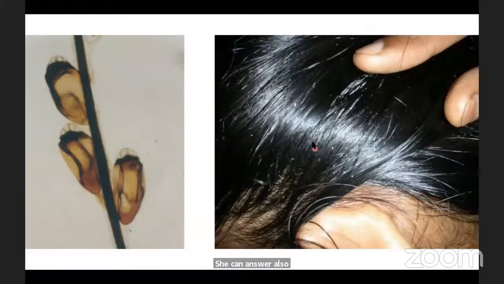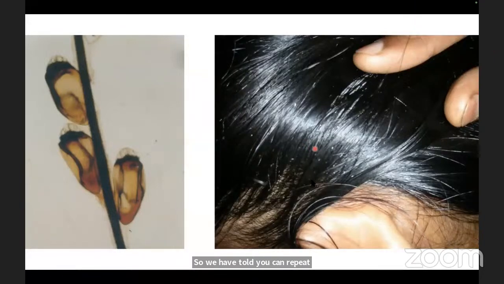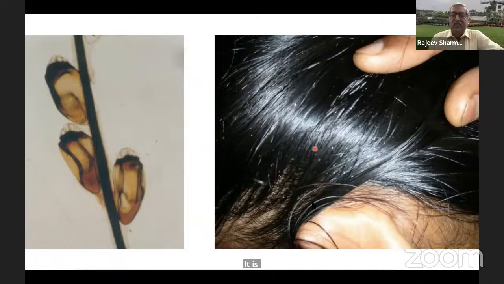Sir, someone is asking, please throw some light on the mode of application of permethrin for head lice. So we have told, you can repeat. Permethrin 1% can be applied topically for 15 to 20 minutes, and then we wash with plain water. We can also repeat the application after 10 days. Do the nits mature into lice in 10 days or 7 days? It is said 7 to 10 days, but 10 days is the right time to reapply. Okay, sir.